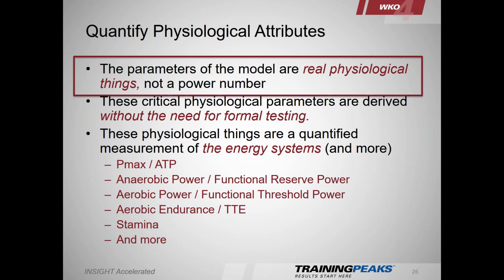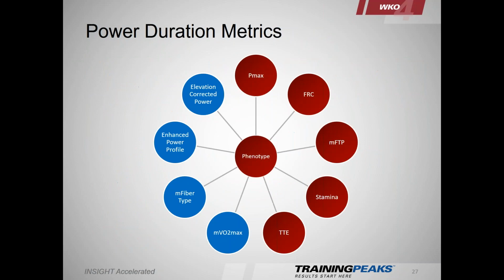Right now, you have some basic ideas like Pmax, which is a muscular event, but it also is an ATP, how you utilize energy or biochemical at that stage. And again, an oversimplification in these next couple of red points. You have anaerobic power being defined by functional reserve power. You have aerobic power being defined by functional threshold power. You could call TTE an aerobic endurance. I don't like that word aerobic endurance because it's used for a lot of terms, but I think you get the point. You have stamina and things like that and more.